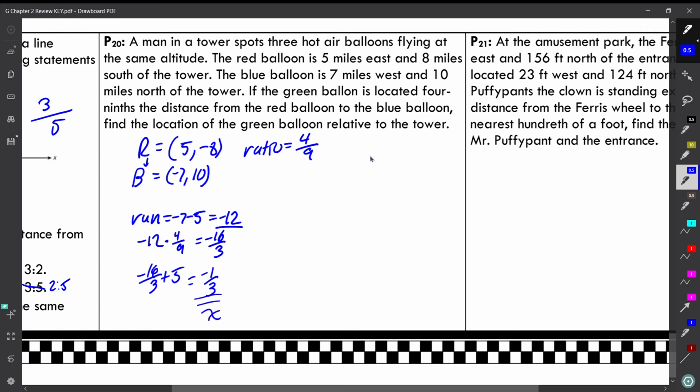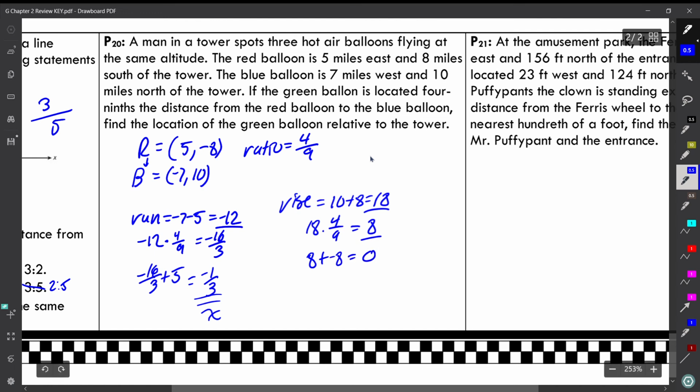Alright, I'm going to do a rise. So we do 10 minus a -8, so it's 10 plus 8, which is 18. 18 times 4/9. Oh, this should be better. Very good. 18 divided by 9 is 2, times 4 is 8. Wonderful. So we take that 8, add to the initial y, which is -8, and we're at 0.